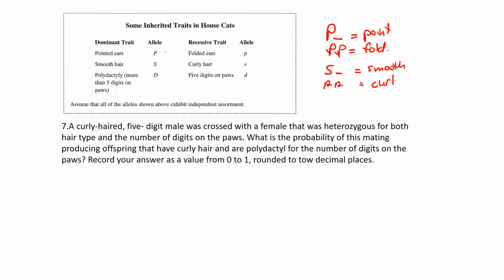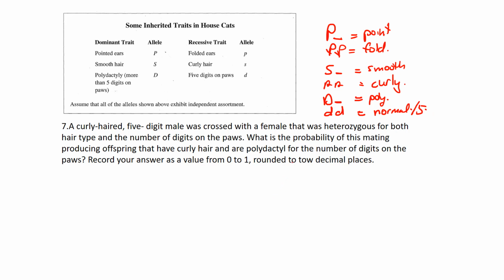Okay, so that's curly. Now, polydactyl, they're talking about this as well. Polydactyl, if it's a capital D, doesn't matter what the other one is. This is going to be poly. Let's just abbreviate that. And to have normal five digits on their paws, it's going to be little d's. So again, that's recessive. So that's going to be normal, or just five digits, right?